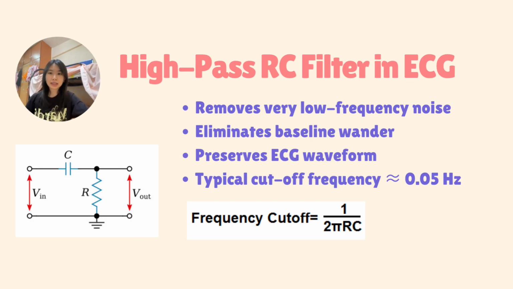And the high-pass RC filter is used to remove baseline wander in ECG signals. It attenuates very low frequency components while allowing the useful ECG signal to pass. The typical cut-off frequency for this filter is around 0.05 Hz, and the formula is shown in the presentation slides.